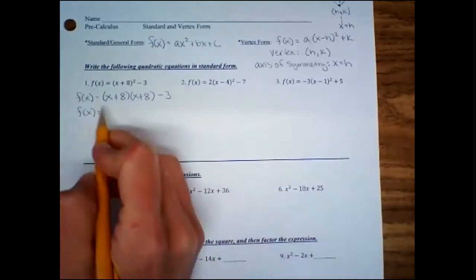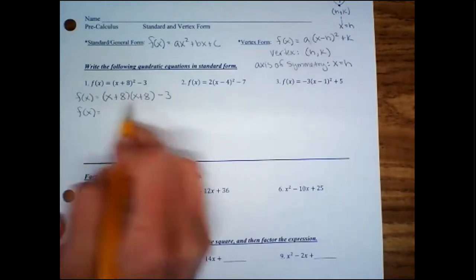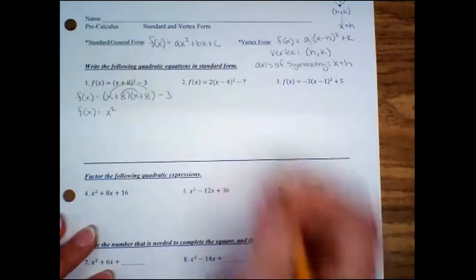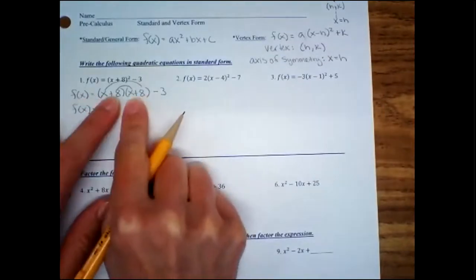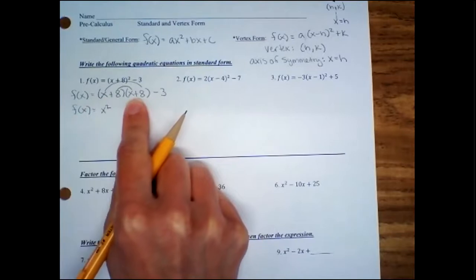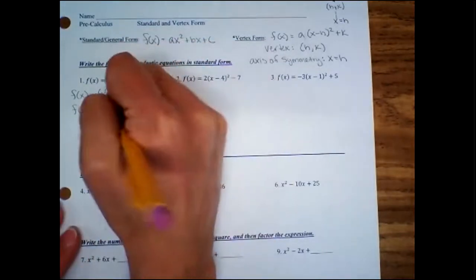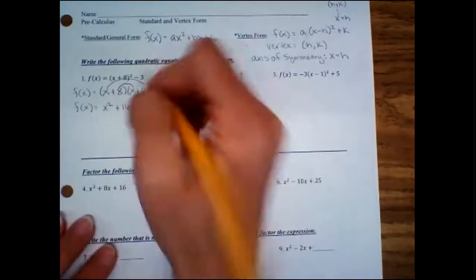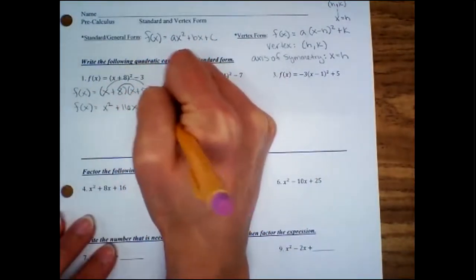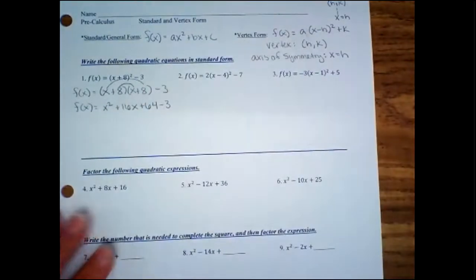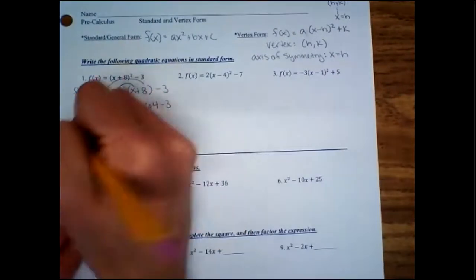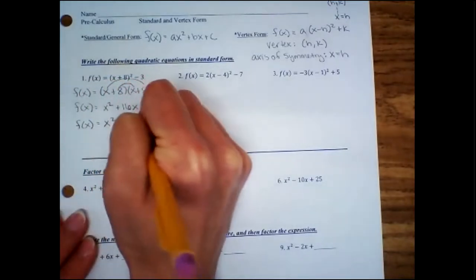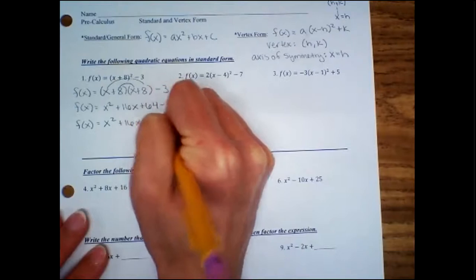So here we go. x times x, x squared. Good. Now try and do the outsides and insides together. The outsides are 8x. The insides are 8x. So together, 16x. And then the last, 8 times 8 is 64. And then you have that -3. And then your last step would just be to do the 64 minus 3. And if you want to just do that in your head, so you don't have to write it all out again, then that's fine. This would be plus 61.